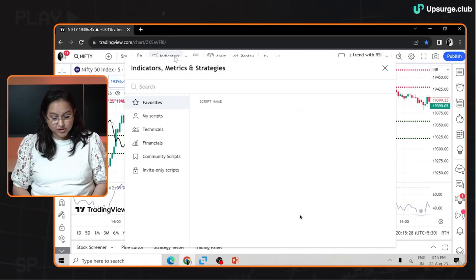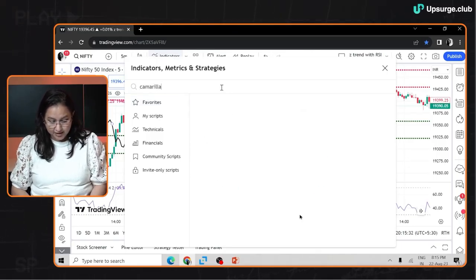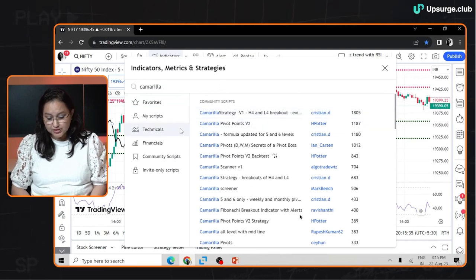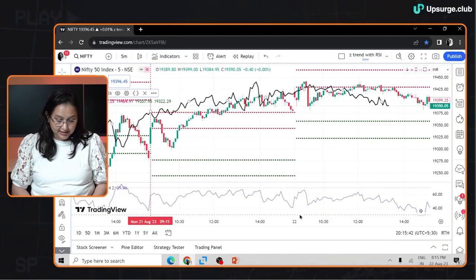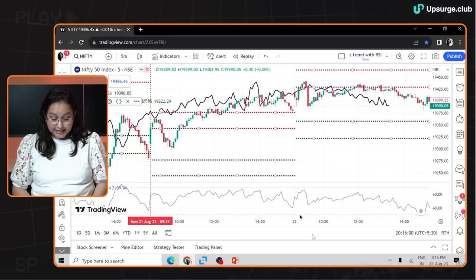The second indicator which we use is Camarilla pivots. When I type in the indicators, I have to use the Camarilla Pivot V2. This is the indicator which I use, and once I add it to the screen, I will go to the settings again. I will uncheck the H1, H2 and L1, L2 levels. I just need the H3 and H4 and L3 and L4 levels to indicate the support and resistance for that particular day. The third indicator which we have to add is RSI.